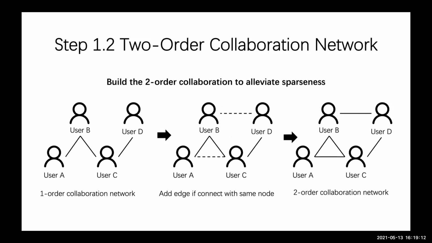According to our observation, the original user collaboration network is relatively sparse. According to related research, we built a two-order collaboration network to alleviate the impact of sparsity. The construction process is shown in the picture. On the basis of the original one-order collaboration network, if two nodes are connected to the same node, such as user A and user C connected to user B, we add an edge between these two nodes, just like this. After that, we get our two-order collaboration network.